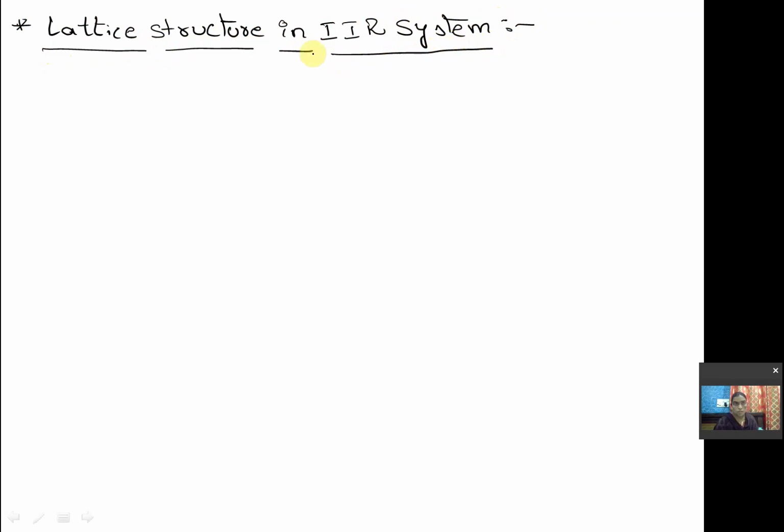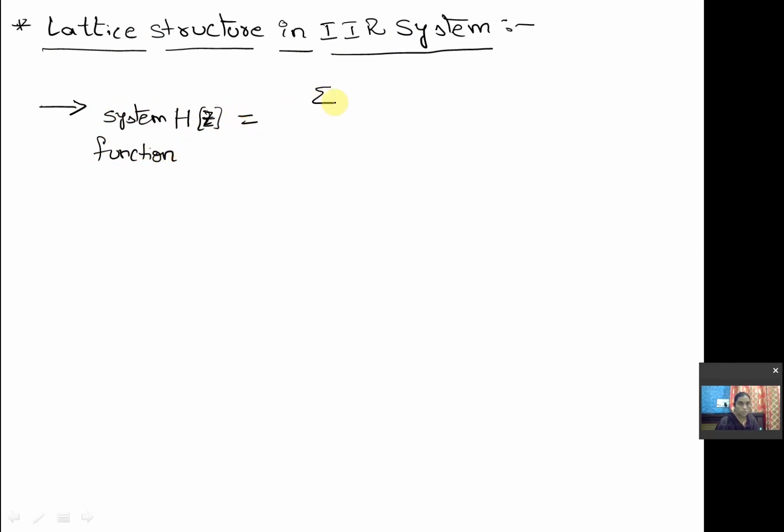We have seen the lattice structure in FIR system in the previous video session. So now we concentrate on IIR system lattice structure realization. So here actually it has two different types. That means the general form of H of z in the IIR, the system function of an IIR system.